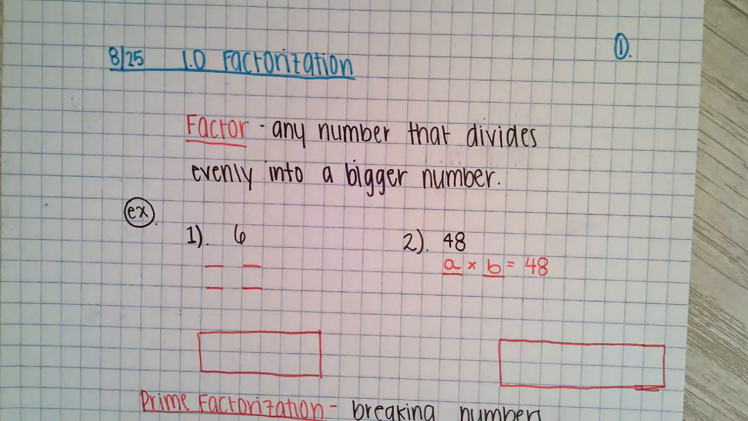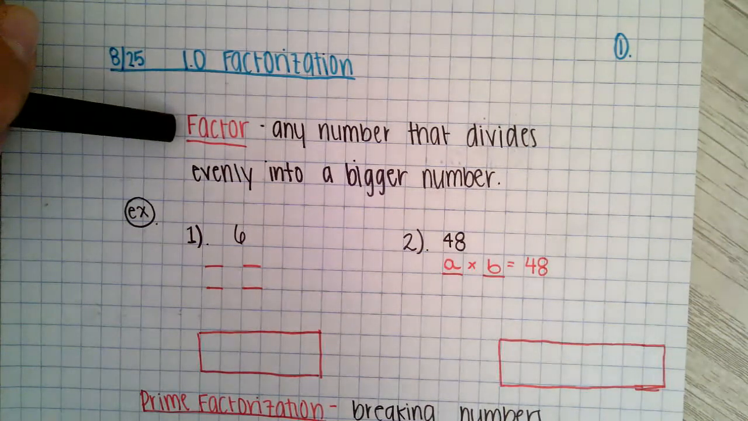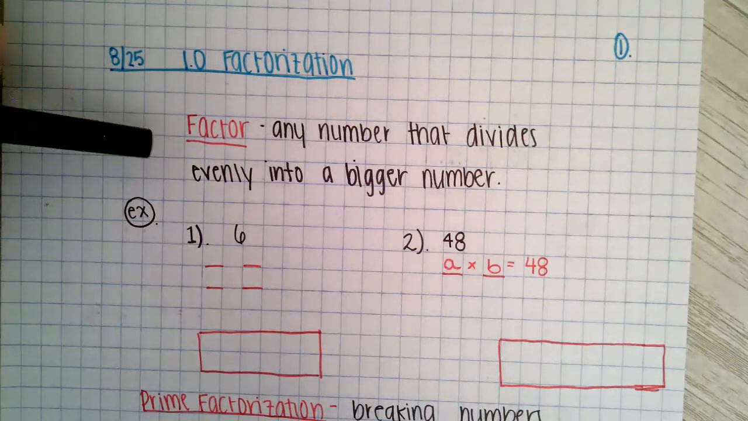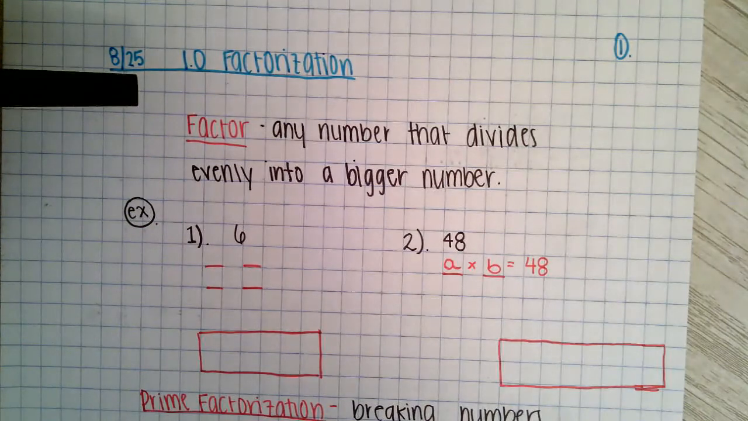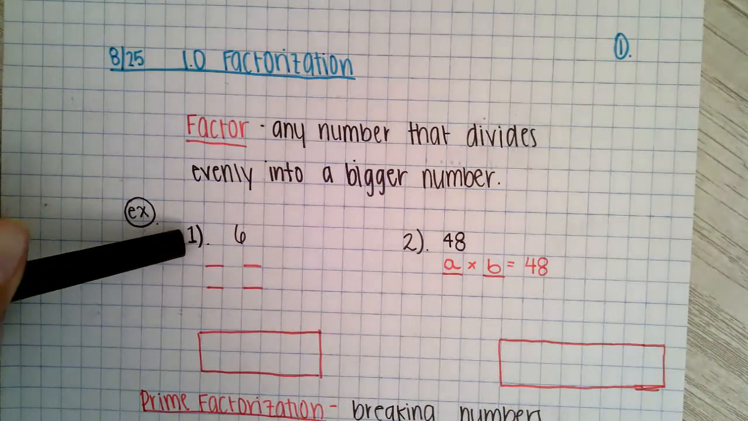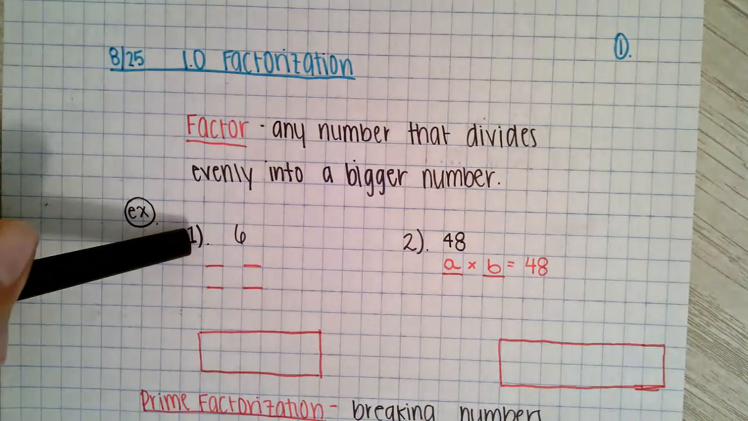So what we were talking about is factorization. You need to know what factor means. So that's the first word. A factor is any number, and right now we're talking about positive integers, that divides evenly into a bigger number. So a couple examples. Example 1 is 6. We'll do example 2 in a minute.